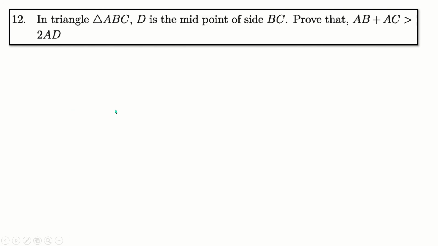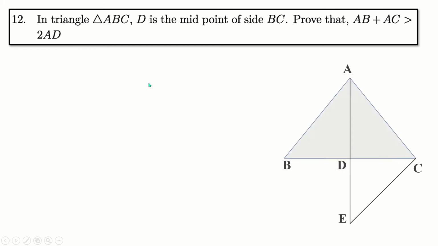Number 12 here. That means in this exercise, 1 up to 8 are MCQ. I will start from number 12. The theorems are very easy. Now follow. In triangle ABC, D is the midpoint of side BC. Prove that AB plus AC is greater than 2AD. Follow the figure.